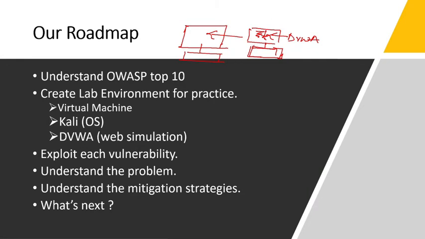Then we will see exploitation of each vulnerability. We will see how you can find the vulnerability and how you can exploit the weakness of the web application. Then we will understand the actual problem, or the root cause, why this vulnerability is coming up and why it is exploited. Then we will understand the mitigation strategies, how you can mitigate those vulnerabilities, and what controls need to be considered while performing the mitigation strategies.